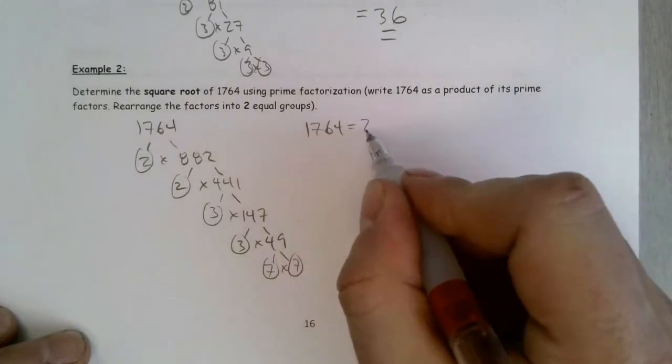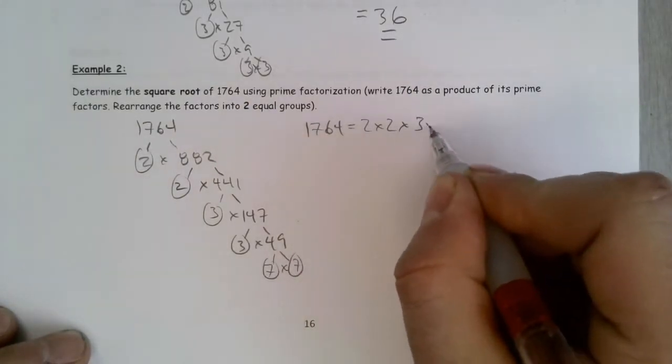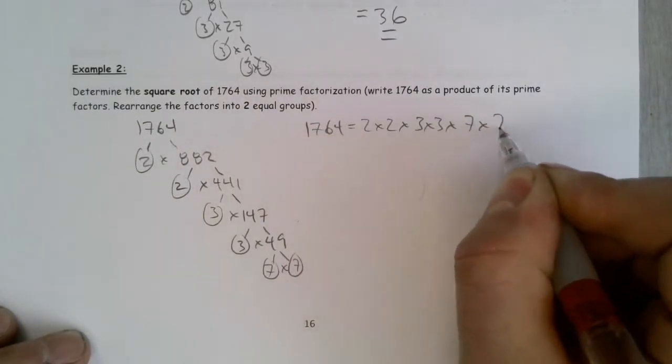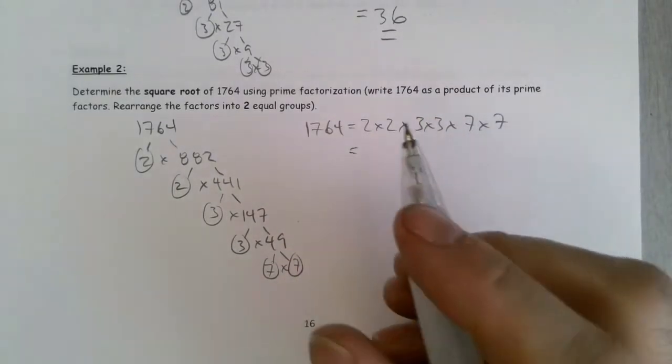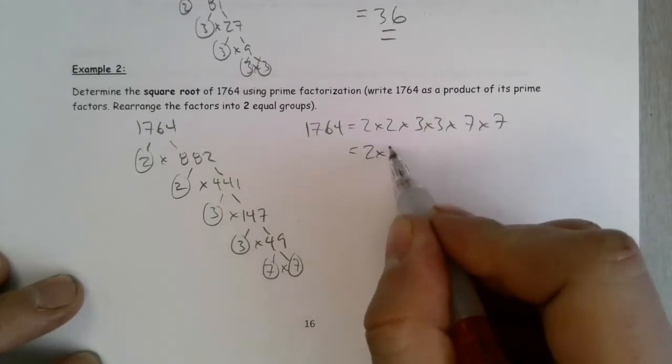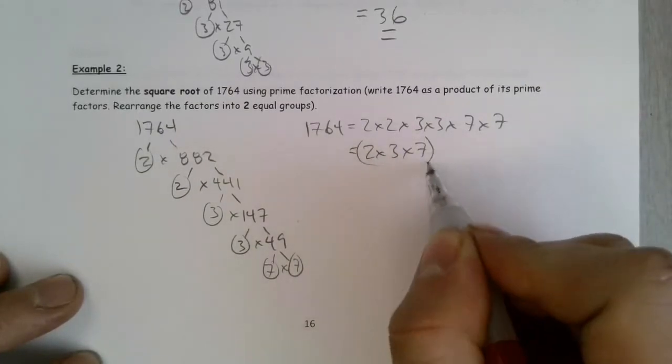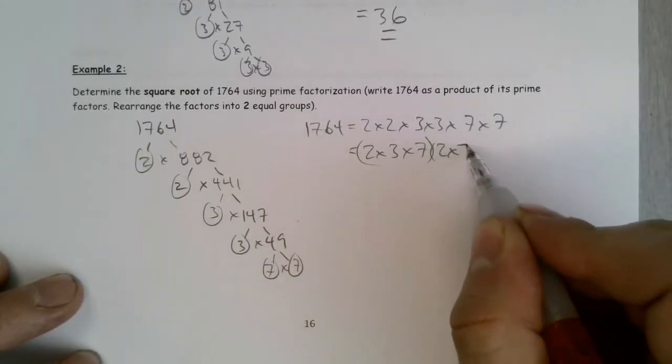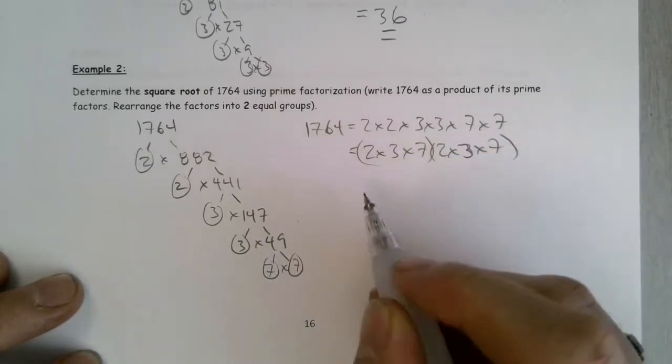So 1,764 is equal to 2 times 2 times 3 times 3 times 7 times 7. So this is not that hard to group these into two distinct groups. I've got 2 times 3 times 7 times 2 times 3 times 7.